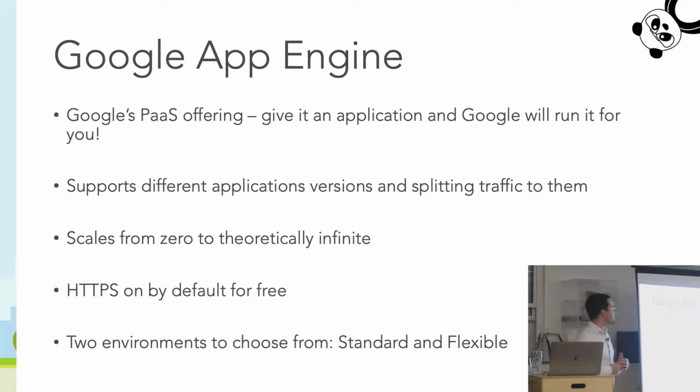So App Engine is basically the platform as a service offering of Google Cloud. You've got some application that needs to run somewhere. You just give it to App Engine, and in theory, it's going to run it for you. I say in theory because it has some limitations that we'll talk about.